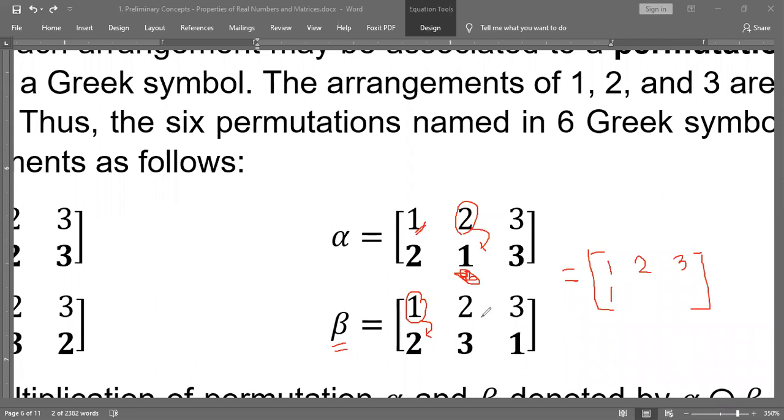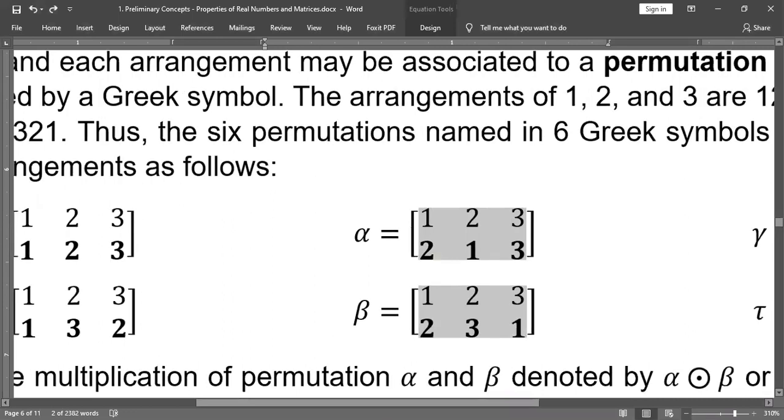Okay, ganun din. In beta, 2 goes to 3, but 3 here goes to 3. Therefore, this is 3. Okay, beta, 3 goes to 1, but 1 here goes to 2. So therefore, this is 2. So the product of alpha and beta is ito, 1, 2, 3, and 1, 3, 2. Nakukuha, guys? Okay pa na. So, ganun din sa iba.